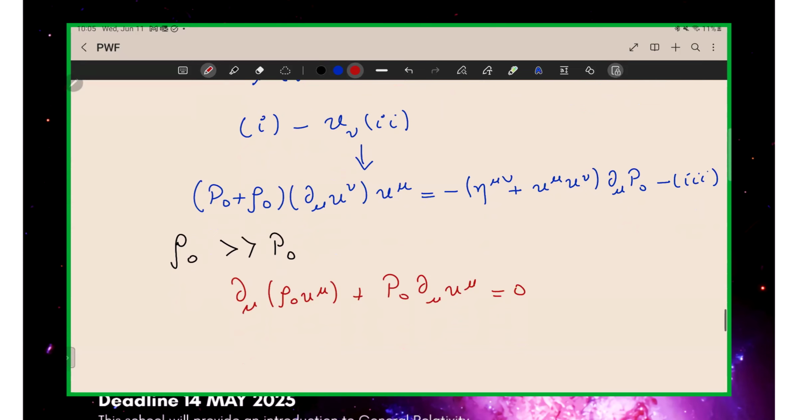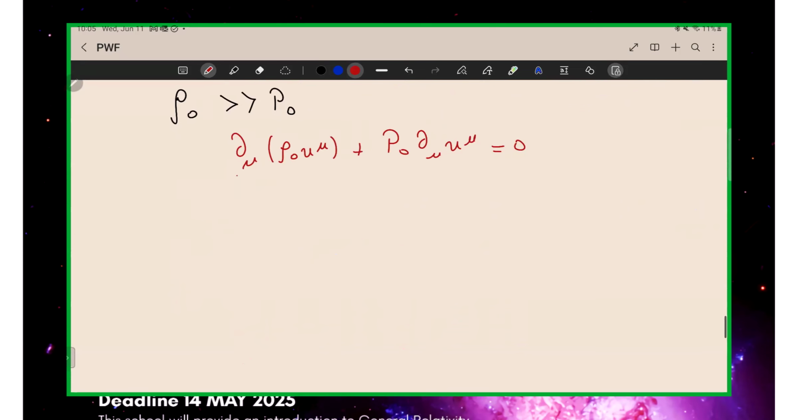this is equation 2. Now, the first term has a derivative, a factor of u, and a factor of rho. The second term has a derivative and a factor of u and a factor of pressure. The difference between the two terms is that one of them has rho and the other one has pressure. So in this limit, you can just drop this second term, and then you get this.